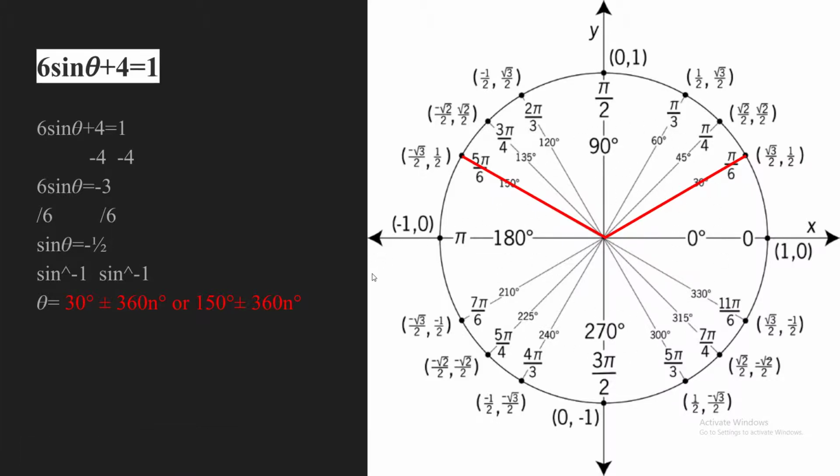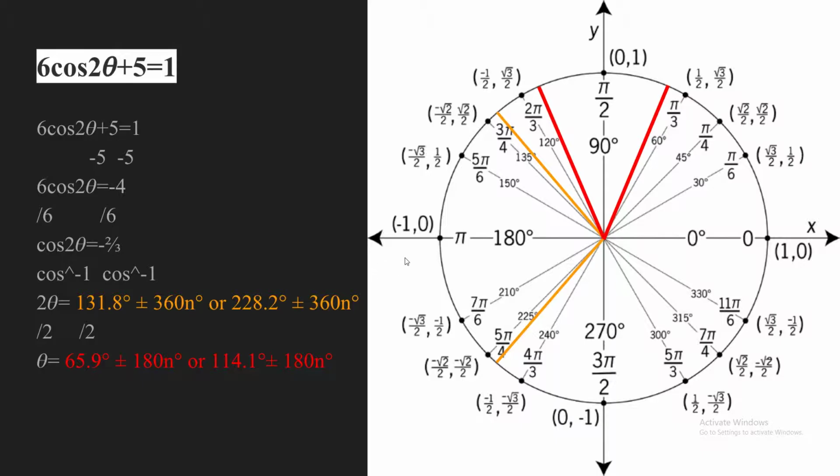This problem is a slightly more complex problem that builds off of what we just learned from the other ones. So this one is a cosine problem, 6 cosine 2 theta, that'll come in handy, don't worry, plus 5 equals 1. So we subtract 5 from both sides, divide by 6 on both sides, and we get cosine 2 theta equals negative 2/3. Now this right here is why I wanted to use the calculator for the other problems, because negative 2/3 does not appear in our unit circle at all, and so it's good practice that now we know how to use our calculators to solve for it.